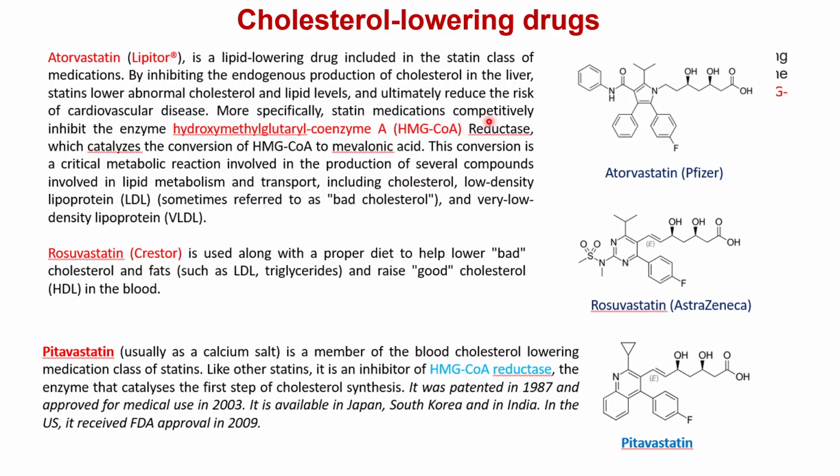More specifically, statin medications competitively inhibit the enzyme HMG-CoA reductase, or hydroxymethylglutaryl coenzyme A reductase, which catalyzes the conversion of HMG-CoA to mevalonic acid. This conversion is a critical metabolic reaction involving the production of several components involved in lipid metabolism and transport, including cholesterol, low density lipoprotein or LDL, sometimes referred to as the bad cholesterol, and very low density lipoprotein.